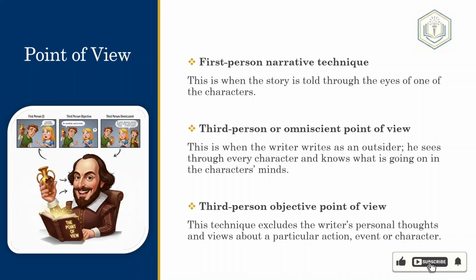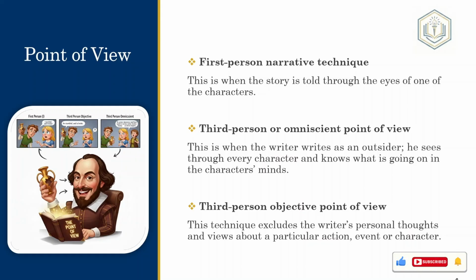Then third person or omniscient point of view is when the writer writes as an outsider. He sees through every character and knows what is going on in the characters' minds. Omniscient means he sees everything, understands everything. Omniscient is one quality or one adjective that's used to describe God.